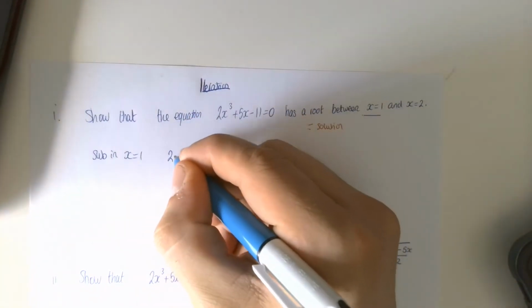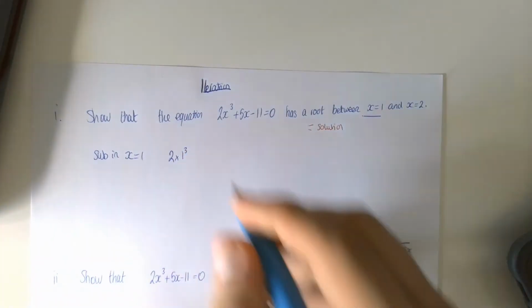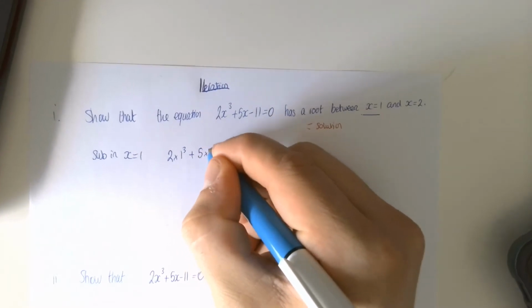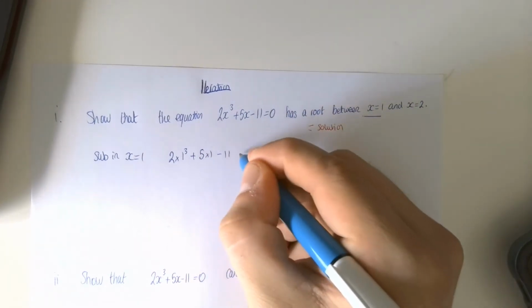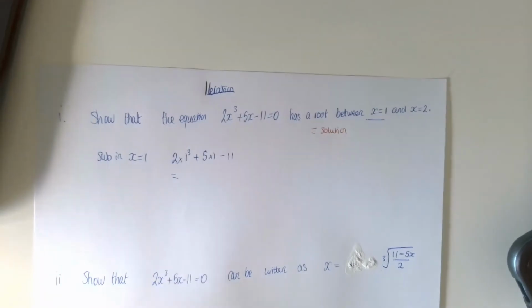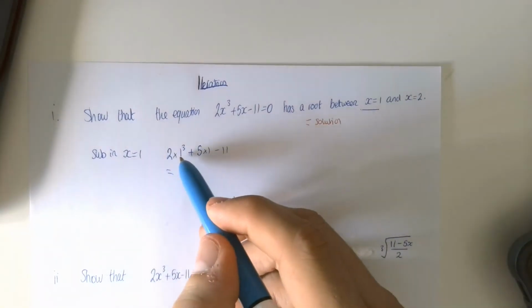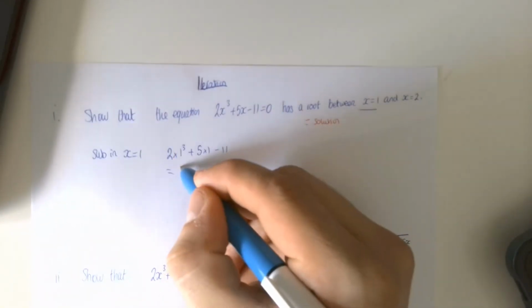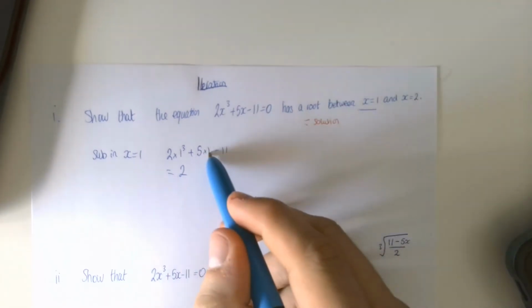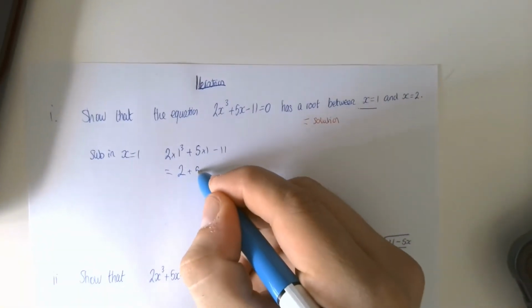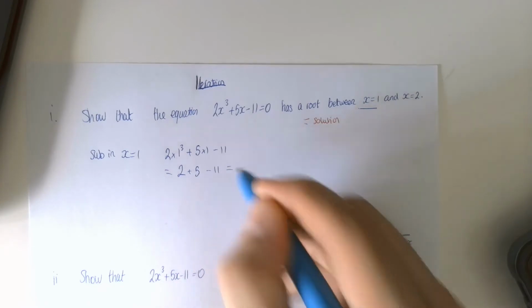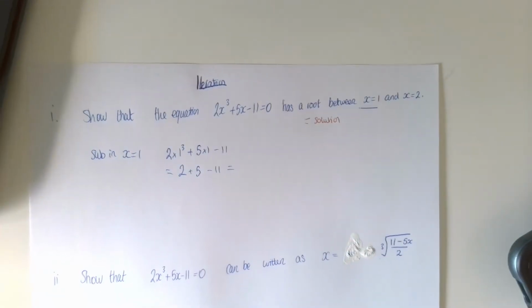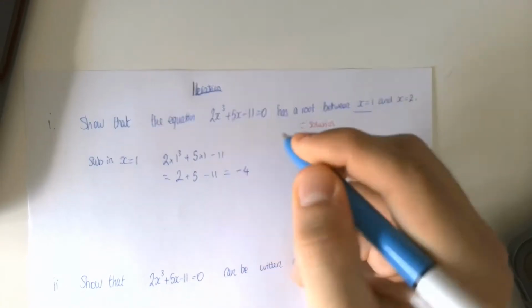So that's going to be 2 multiplied by 1 cubed plus 5 multiplied by 1, take away 11. Okay, if I evaluate that, tidy up a little bit, 1 cubed is 1, times by 2 is 2, 5 times 1 is 5, and I need to take away 11. 2 plus 5 minus 11, well, you could do that on your calculator, I know you'd probably want to do that in a high pressure exam situation, but that would give me -4.